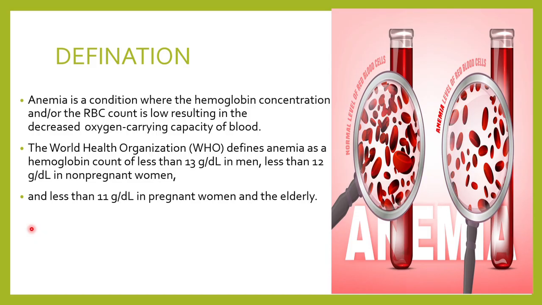So when we say anemia, we will have to see, like in a man, we say that if the HB is less than 13 grams per liter, it is anemia. In non-pregnant women, if the HB is less than 12 grams, then we say it is anemia. In a pregnant woman, if her hemoglobin is less than 11 grams, then we say it is anemia. So whenever you are coming to a diagnosis of anemia, you will have to take into consideration the gender and the age of the patient also.